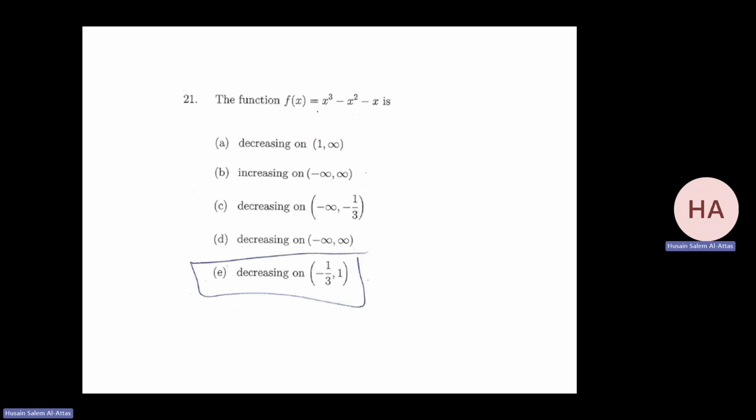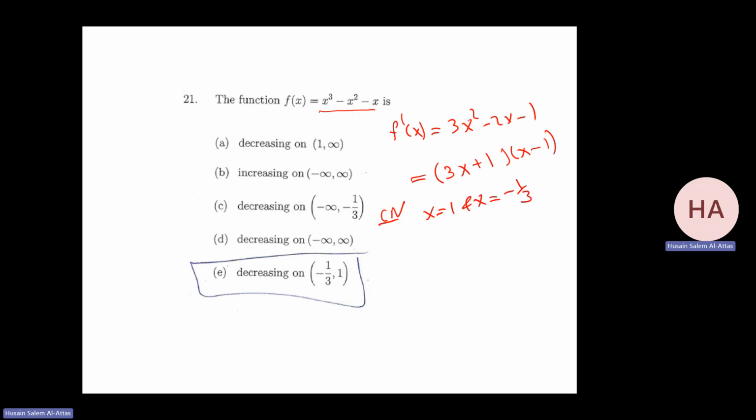Now this is continuous, everything is okay. F prime will be what? 3x squared minus 2x minus 1. I need to factor this, so it will be 3x plus 1 times x minus 1. Yes, 3x minus x is minus 2x. Good. Critical numbers: x equals 1 and x equals minus 1 over 3.